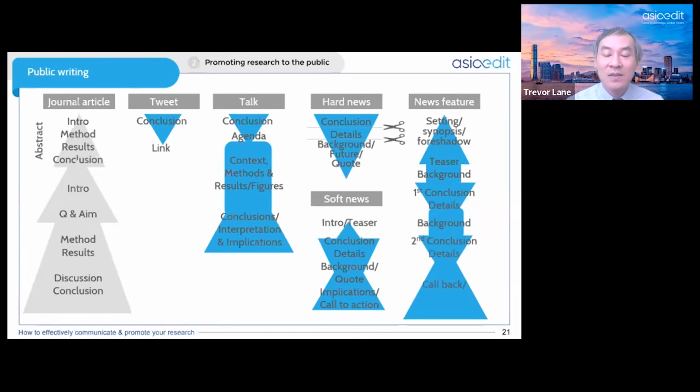Give more details. Now the callback is if you mention something at the beginning, for example, Mrs. Wong's routine, then you can bring it back at the end and say, oh, she decided to change her routine now. Or give implications for the public, for the reader, or give a call to action for the reader to do something. So that's a news feature story.